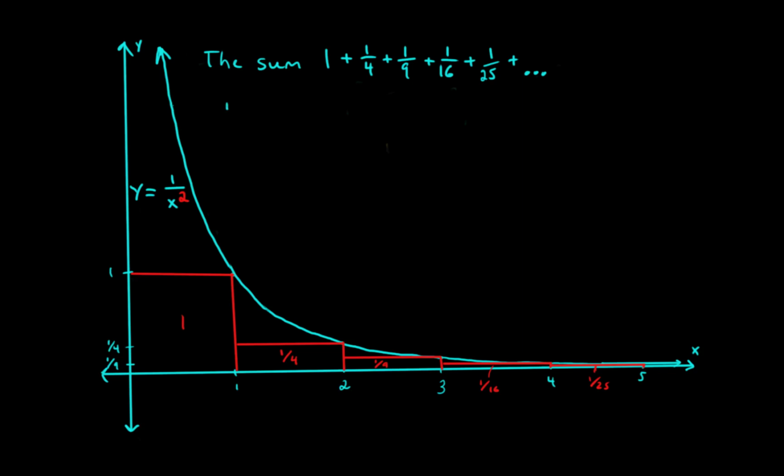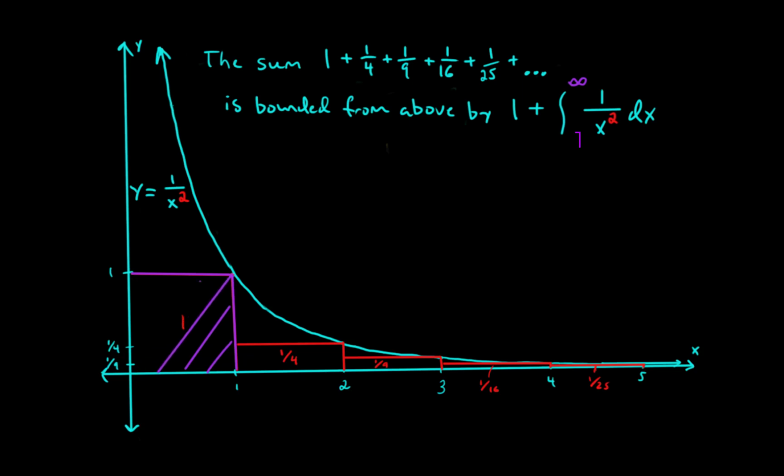And we can see that this sum is clearly bounded above by the curve for y equals 1 over x squared. So the area is bounded above by 1 plus the integral from 1 to infinity, if you prefer, of 1 over x squared dx. So I'm just going to shade in that area here in purple to illustrate how zeta of 2 is bounded above by this area, 1 plus the integral from 1 to infinity of 1 over x squared dx.